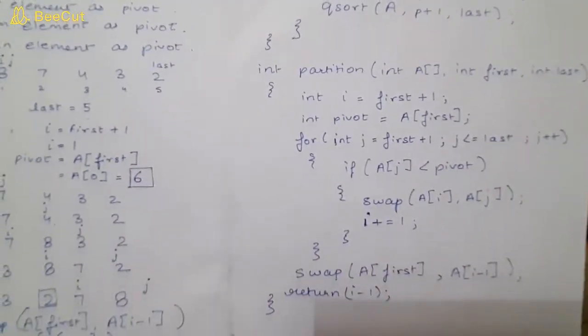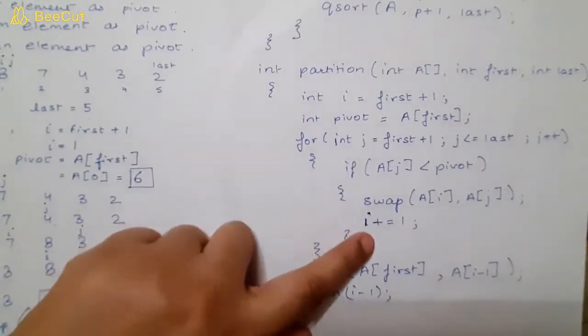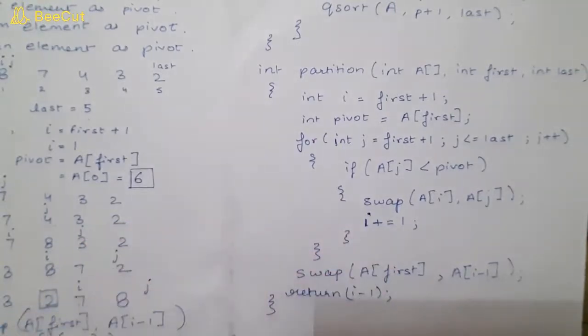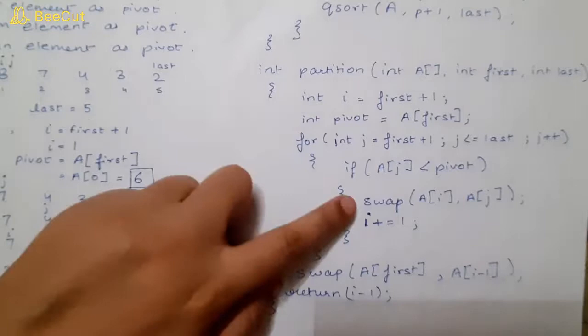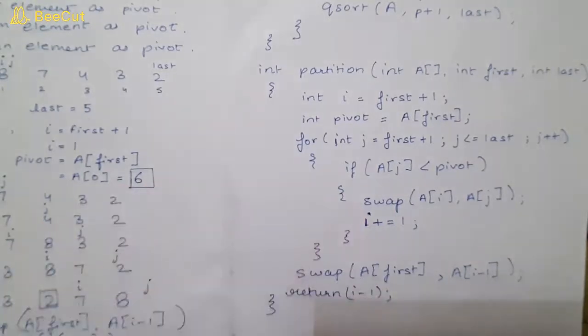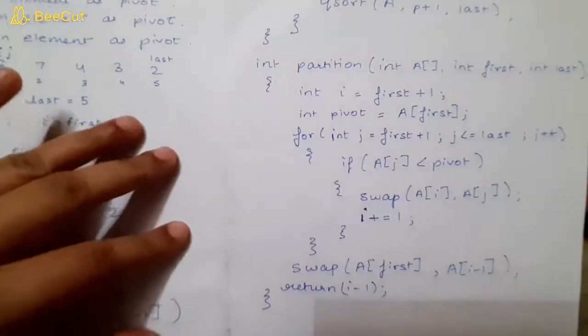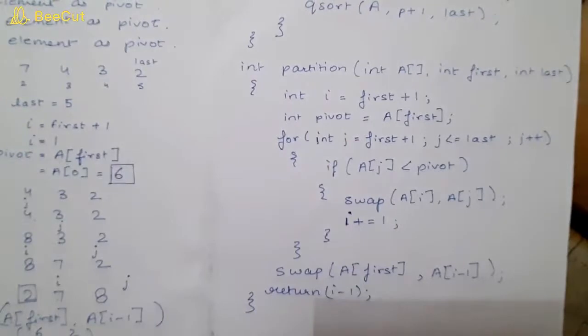This is what we are doing. Swap here: for swapping I have written swap a of i comma a of j. In case you do not want to write swap, basically swap is a function which you need to define. Swap a of i comma a of j means you can take any temporary variable and simply use temp equals a of i, a of i equals a of j, a of j equals temp. That is very simple code of swapping two variables using a temporary variable, that you can write down on your own. So this is what we are doing over here.